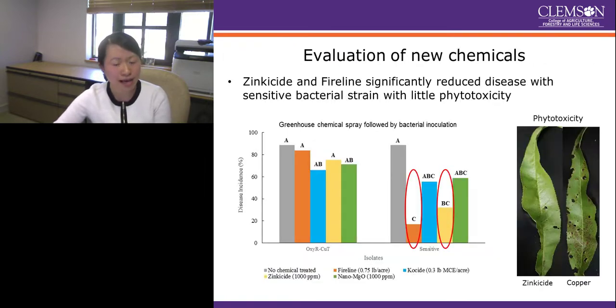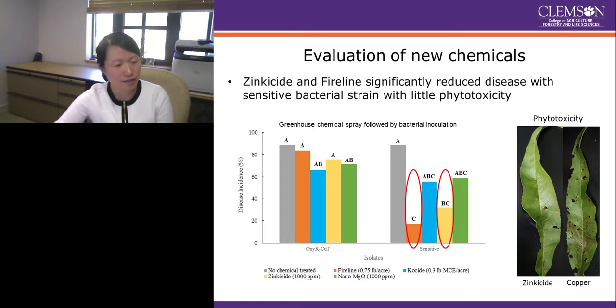So after the lab assay, we included some of these chemicals in our greenhouse trials. We did another 2 greenhouse trials and included 1,000 ppm of zincicide, 1,000 ppm of nanomagnesium oxide, the regular rate of Fireline, and the low-medium rate of copper at 0.3 pounds metallic copper per acre. A little bit different from what we found in the lab, the zincicide was only able to effectively control the sensitive bacteria in our greenhouse trial.